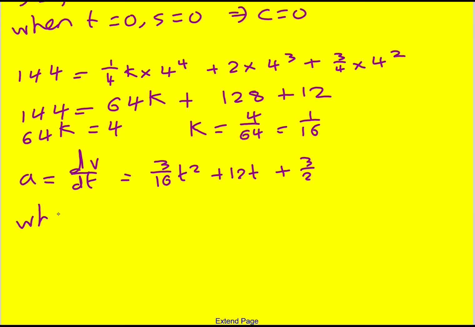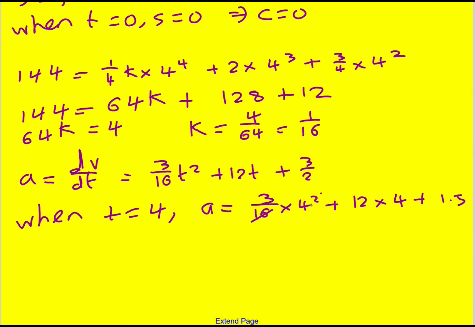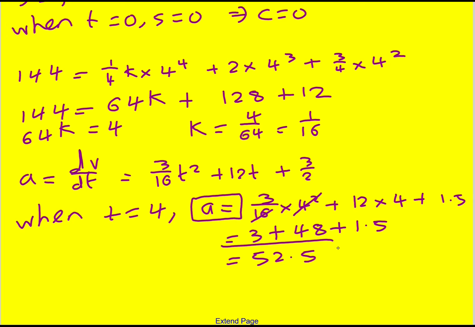The moment just before it hits, or the moment as it hits, is when t equals 4. This acceleration is then 3 over 16 times 4 squared plus 12 times 4 plus 3 over 2, or 1.5. Actually, 4 squared is 16, so they cancel. We get 3 plus 48 plus 1.5, giving us an answer of 52.5 meters per second squared. Well done.